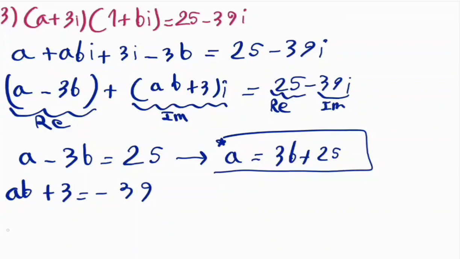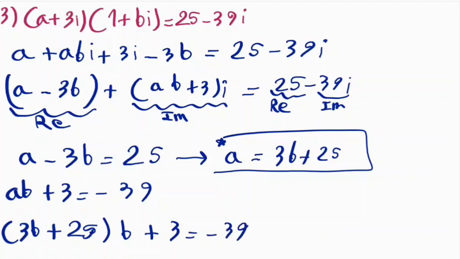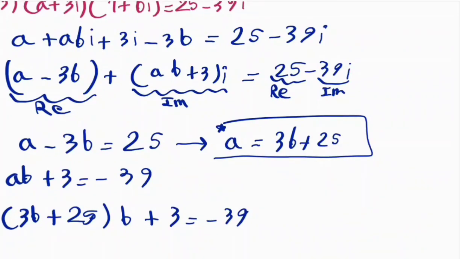So here we write 3b plus 25 times b plus 3 is equal to minus 39. Now let's expand and simplify this. So 3b squared plus 25b, and let's add 39 to both sides, so we get 3b squared plus 25b plus 42 is equal to 0, and we have a quadratic equation.